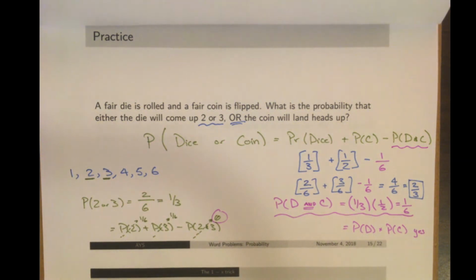The classic question of OR. We did the probability of dice, the probability of coin, minus the probability of the AND statement. The AND statement was just take the dice and take the coin and multiply them by each other. And before we did that last step, the step in the pink here, we made sure that these 2 events could logically happen at the same time. Okay.